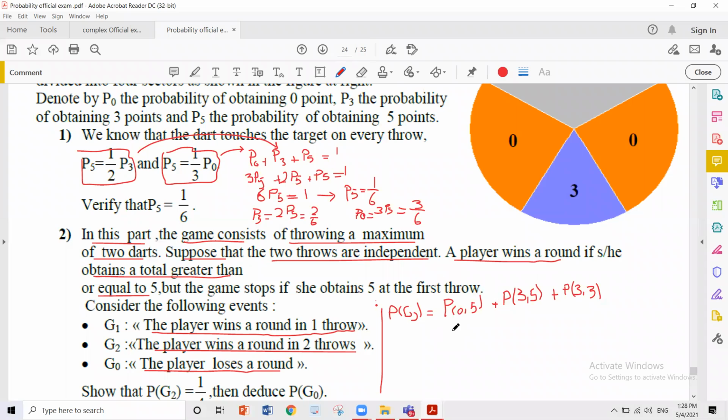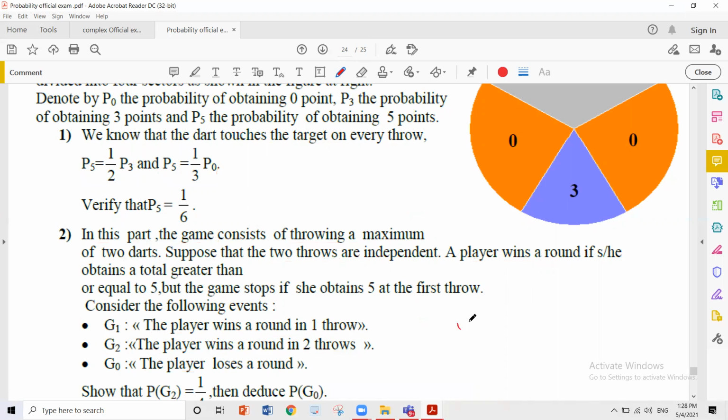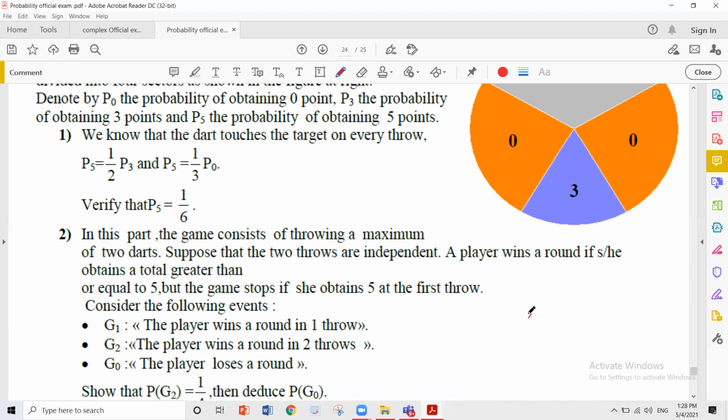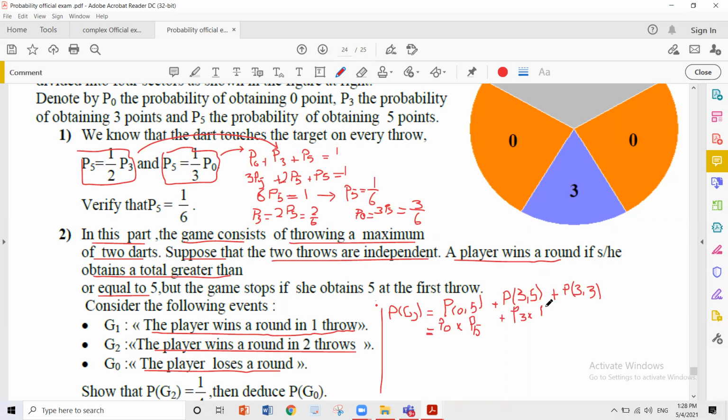Okay, how to calculate the probability of 0-5? It equals P0 times P5 plus P3 times P5 plus P3 times P3.